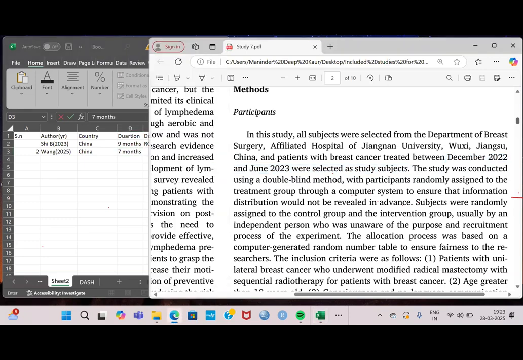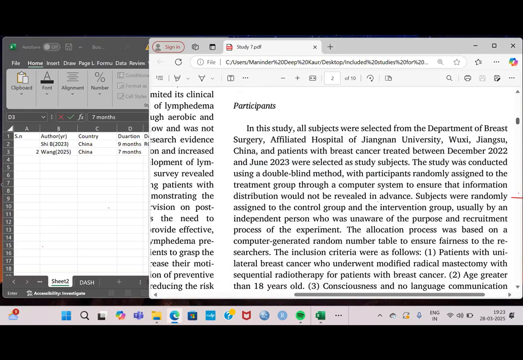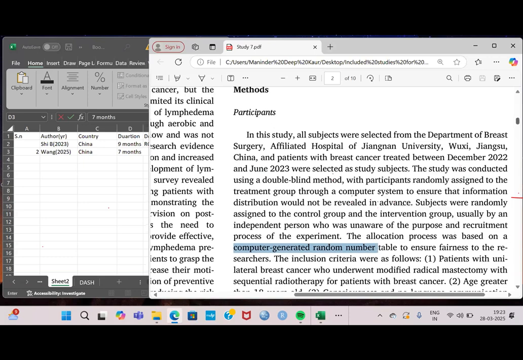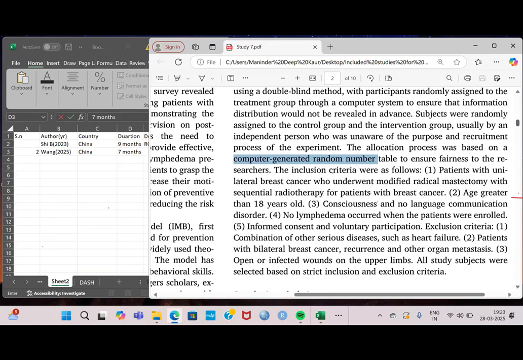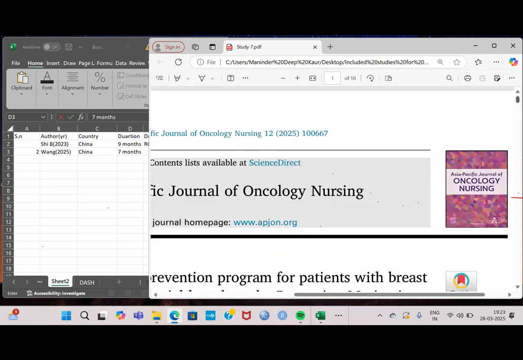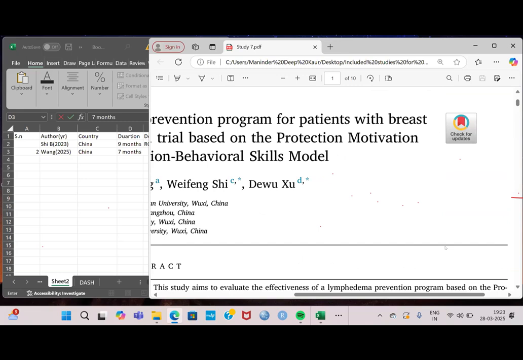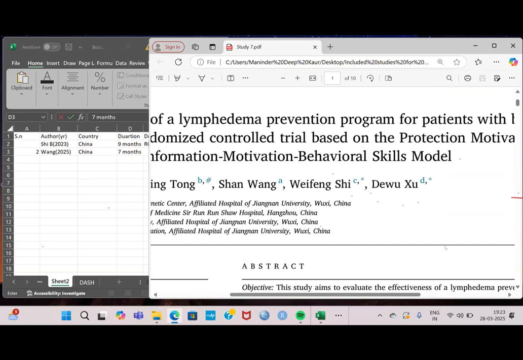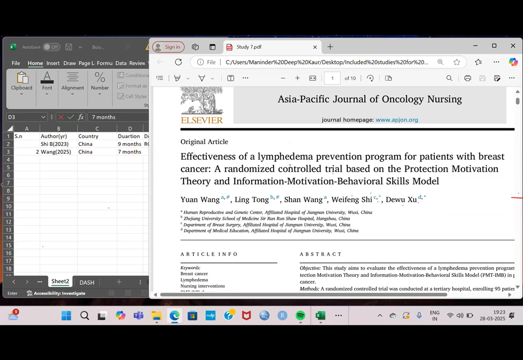So design. They are talking about the participants. Because in the slide we have discussed the allocation process, see, they have used a computer generated random number. So what is a computer generated random number? With the help of those numbers, we can divide the patients into two groups randomly, into the control and the experimental group. Next I want to see the design. The design is written at the top. You can also see that they have mentioned the randomized control trial design.